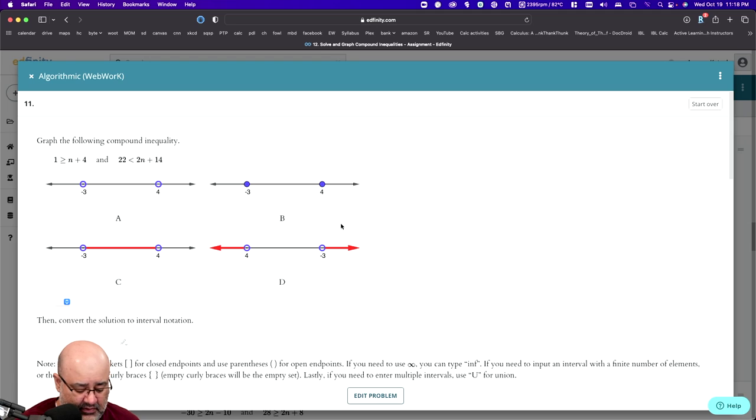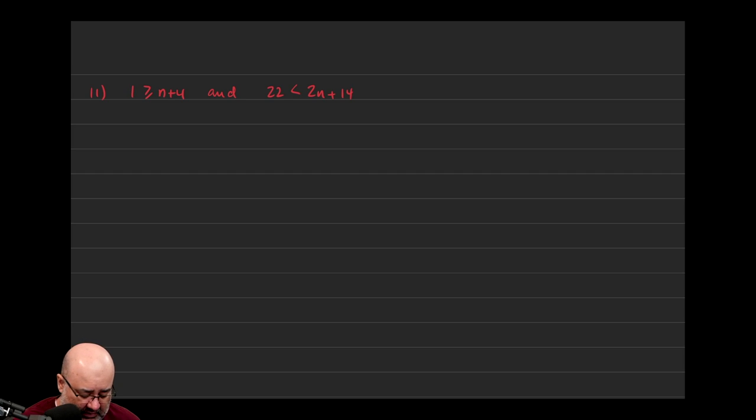This one is 11. We have 1 is greater than or equal to n plus 4, and 2 is just less than 2n plus 14. So here we subtract 4, which gives us negative 3 is greater than or equal to n.